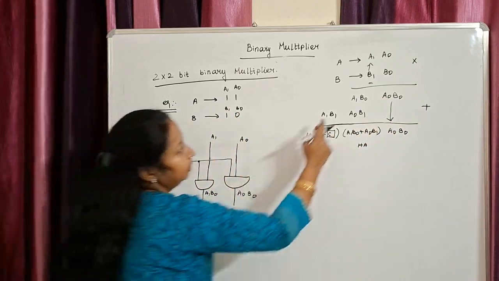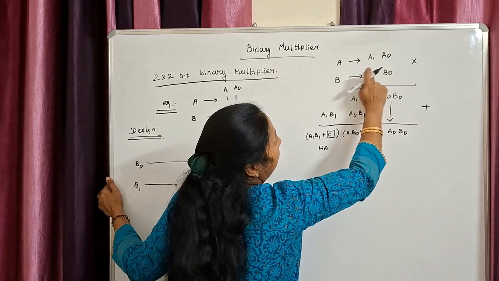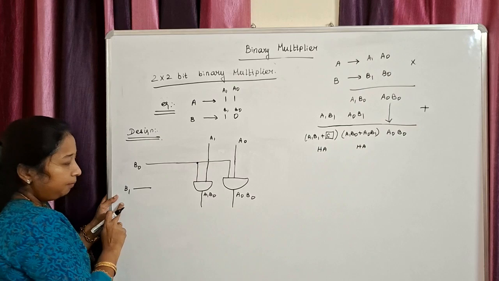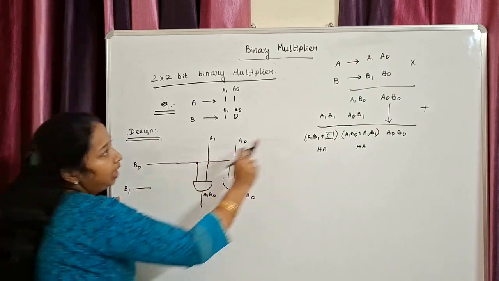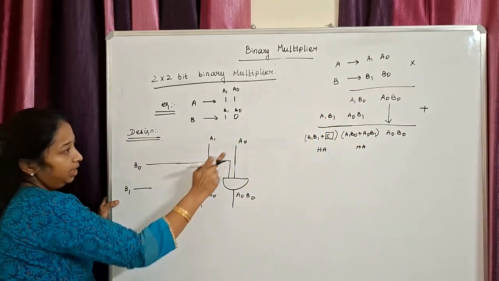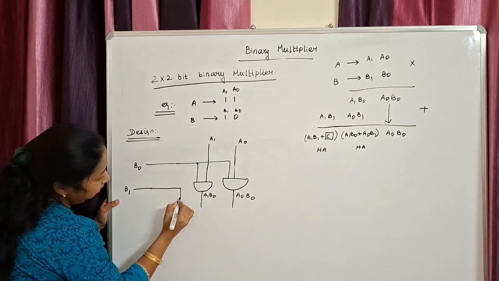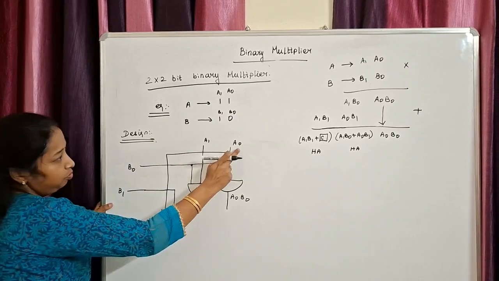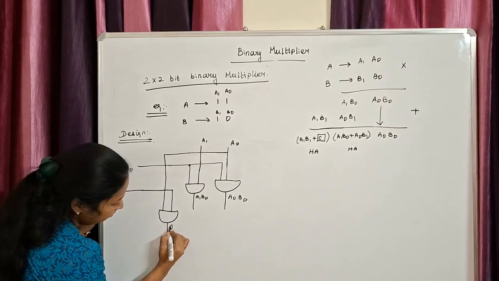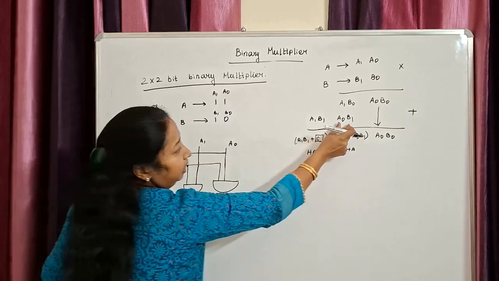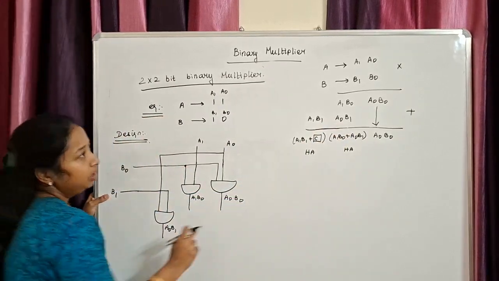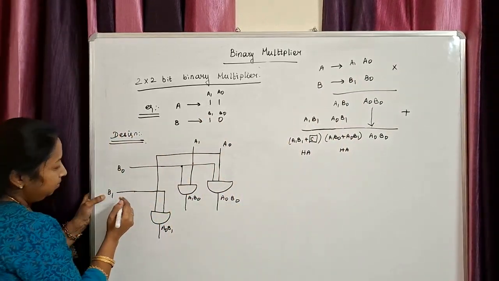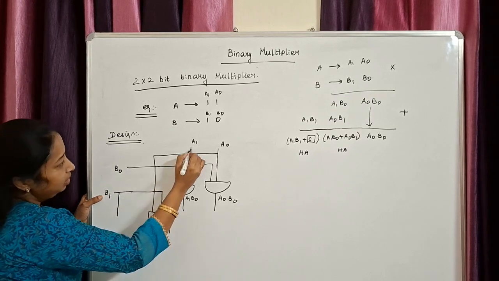What is your second step? With B1, you have to multiply A0. B1, I have it here. With B1, I have to multiply A0. I am doing a multiplication here. So, what is the output? It is A0, B1. I have got this particular term. Clear? Now, what is the next step? With B1, I have to multiply A1. That is this term. B1, I have to multiply with A1.